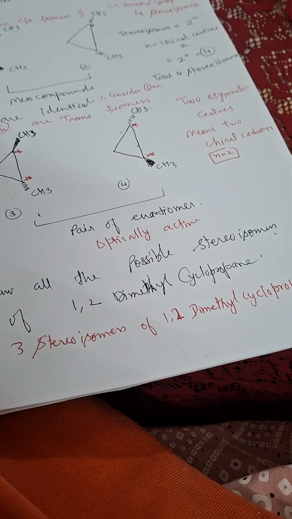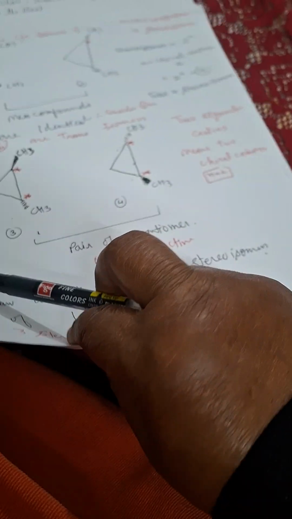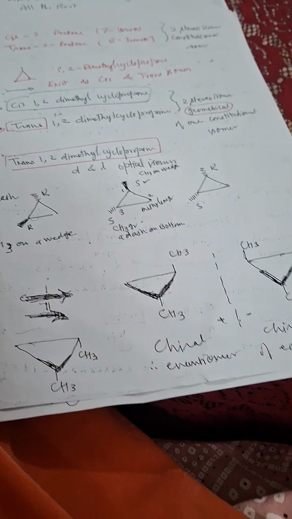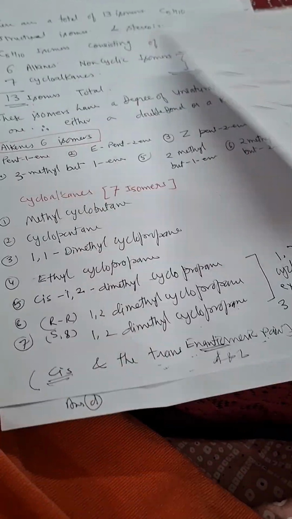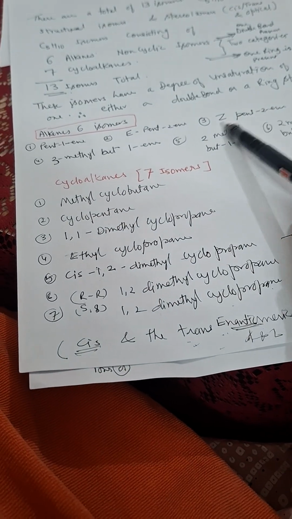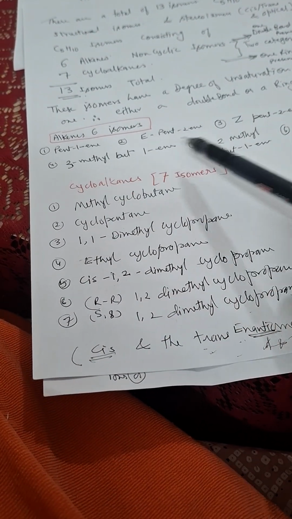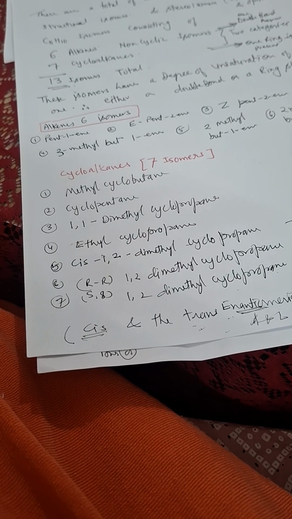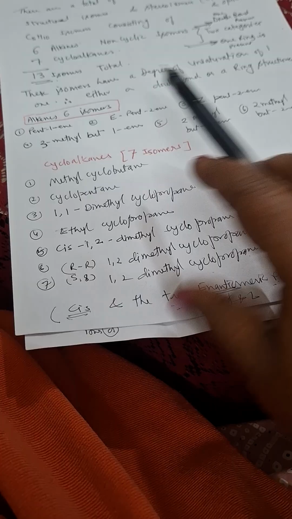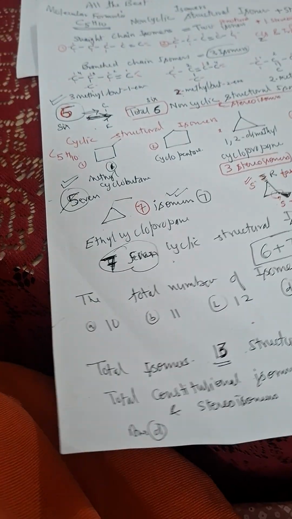Now we will go for the next in detail. I told you this especially for 1,2-dimethylcyclopropane. Now we'll go for pent-1-ene, E-pent-2-ene, Z-pent-2-ene, 3-methylbut-1-ene, 2-methylbut-1-ene, and 2-methylbut-2-ene. Six isomers, and I told you this earlier. Now I will tell you the structures.